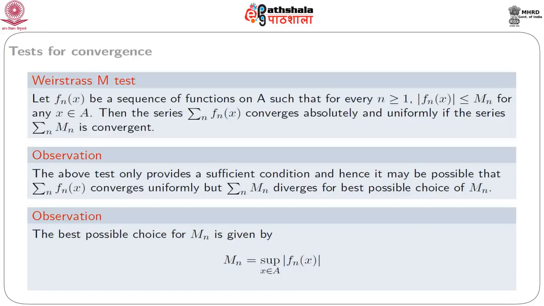So, we have just one observation: the above test only provides a sufficient condition, and hence it may be possible that the summation of f_n(x) converges uniformly, but the summation of M_n diverges for the best possible choices of M_n. Actually, our best possible choice for M_n is the supremum of the absolute value of f_n(x), where the supremum is taken over the set A.